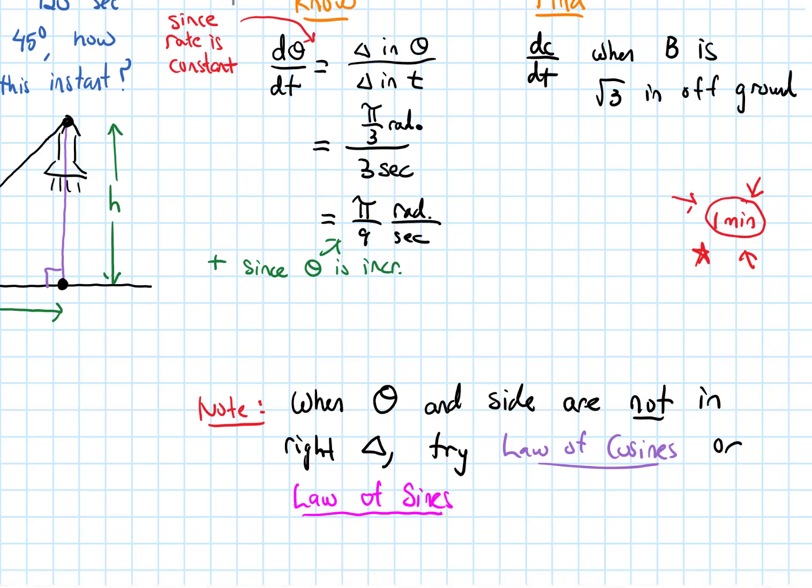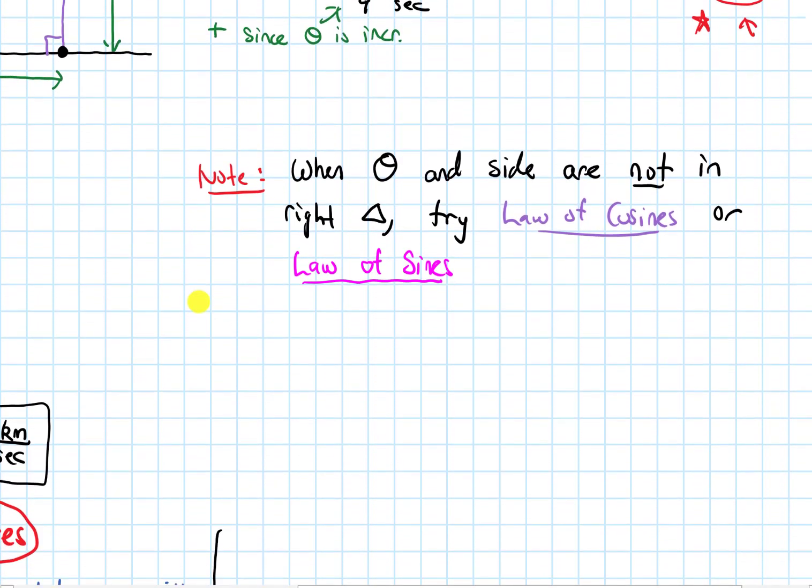Both of those set up relationships between sides and angles in a triangle, even when it's not necessarily a right triangle. Okay, so for this problem, I'm going to do law of cosines. Let's review what it says. I'm going to draw a triangle, and I'm going to do my best to make it look like not a right triangle.